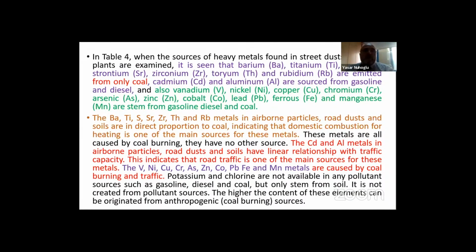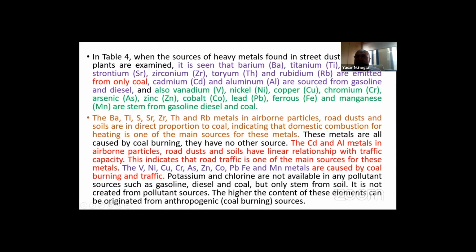In table 4, when the source of the heavy metals found in the street dust, soil, and plants are examined, it is seen that barium, titanium, sulfur, strontium, zirconium, thorium, rubidium are emitted only from coal, cadmium and aluminum are emitted from gasoline and diesel, and also vanadium, nickel, copper, chromium, arsenic, zinc, cobalt, and other elements stem from gasoline and diesel. Gasoline, diesel, and coal. The barium, titanium, strontium, thorium, rubidium in airborne particle matter, road dust, and the soil are in direct proportion to the coal, indicating that domestic combustion for heating is one of the main sources of these metals.